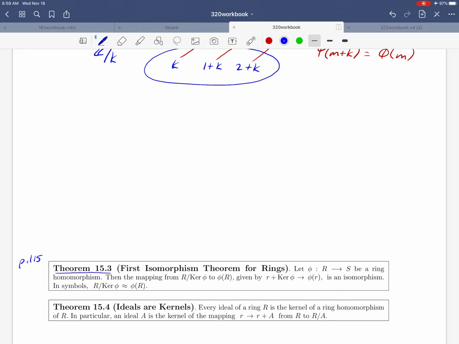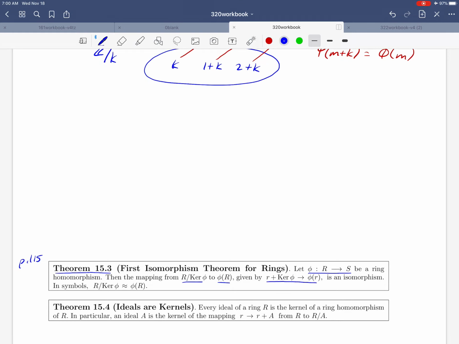This is called the first isomorphism theorem for rings. And it starts us off with a ring homomorphism, phi going from R to S, and tells us that the mapping that takes us from R mod the kernel to phi of R, defined by this, is an isomorphism.